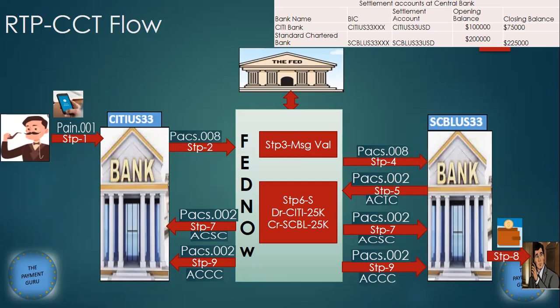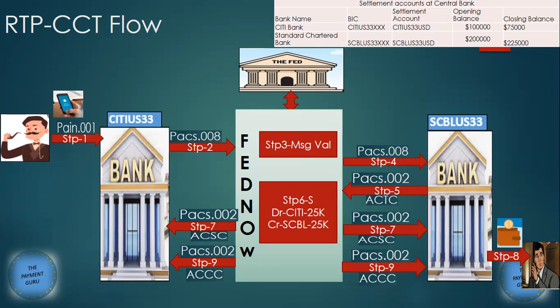Let's take an example here. The CTU's bank, which holds the account of the ordering customer, validates and then sends out a package or 8 message to the FedNow system. In this case, we have taken FedNow as the example of real-time payments.